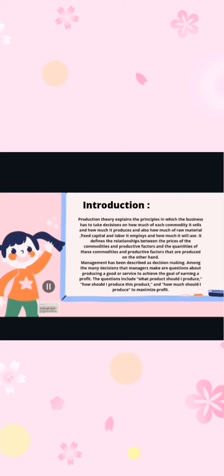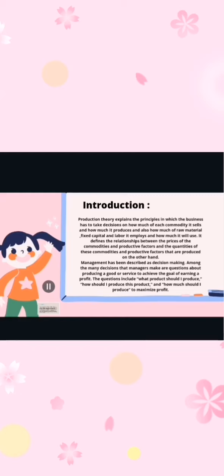So, what is production theory? Production theory explains the principles by which a business takes decisions on how much of each commodity it sells, how much it produces, and how much of the raw materials, fixed capital, and labor it employs, and how much will be used. It defines the relationship between the prices of the commodities and productive factors, and the quantities of these commodities and productive factors that are produced.